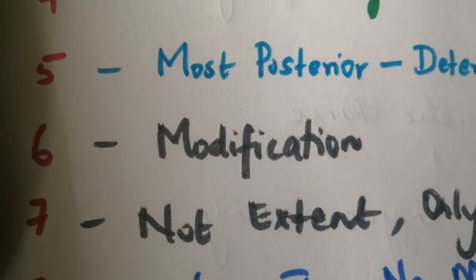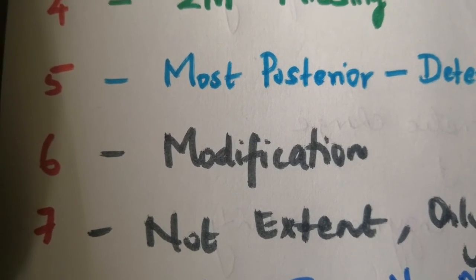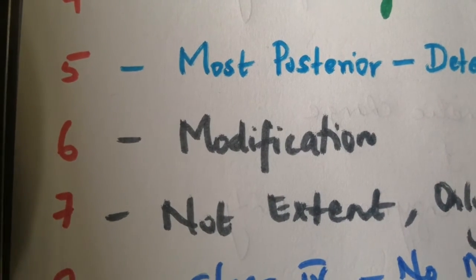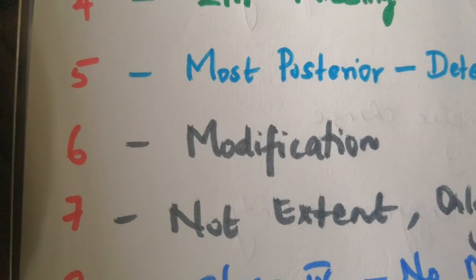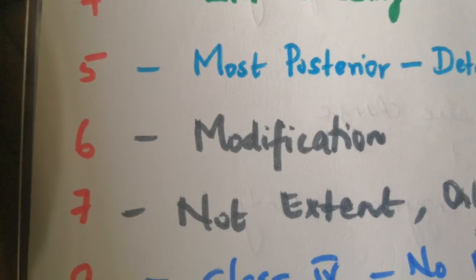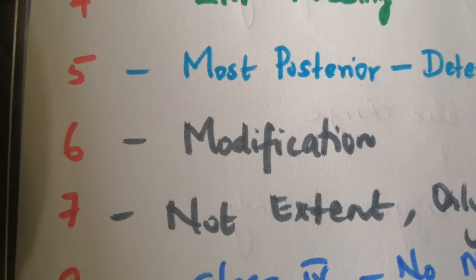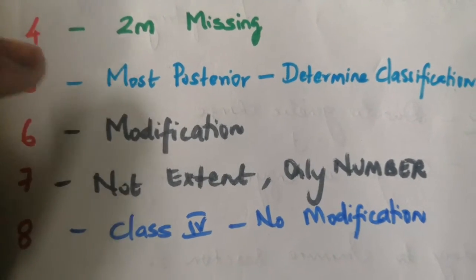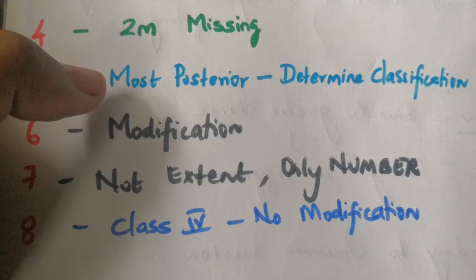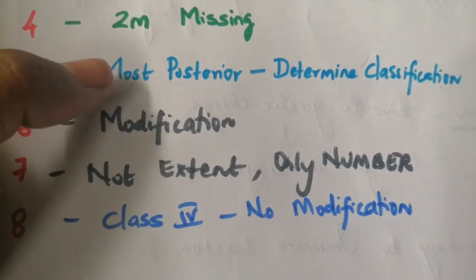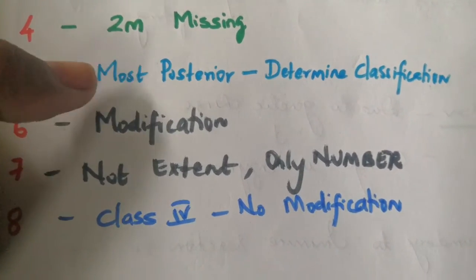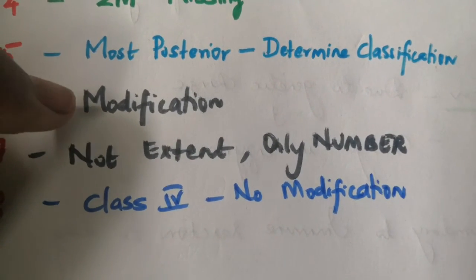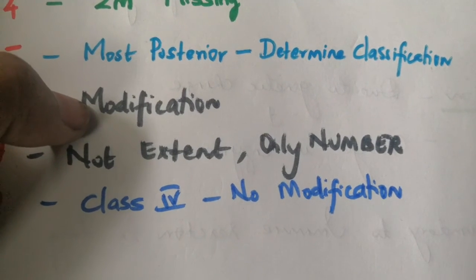Then sixth rule. Sixth rule is about modification. Edentulous areas other than those determining the classification are referred to as modifications, and they are designated by their number. Rule 5, we told the most posterior determines the classification. So any other edentulous area apart from this, any other edentulous space, we consider as modification, and we are going to represent it by numbers.